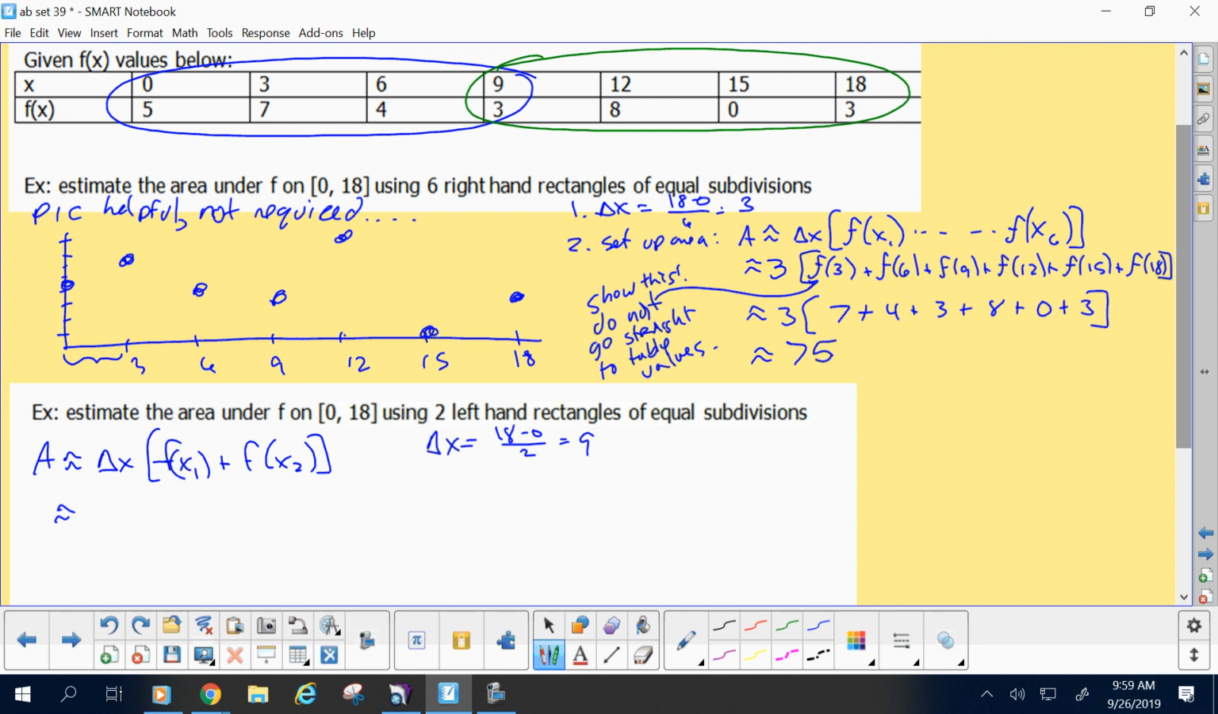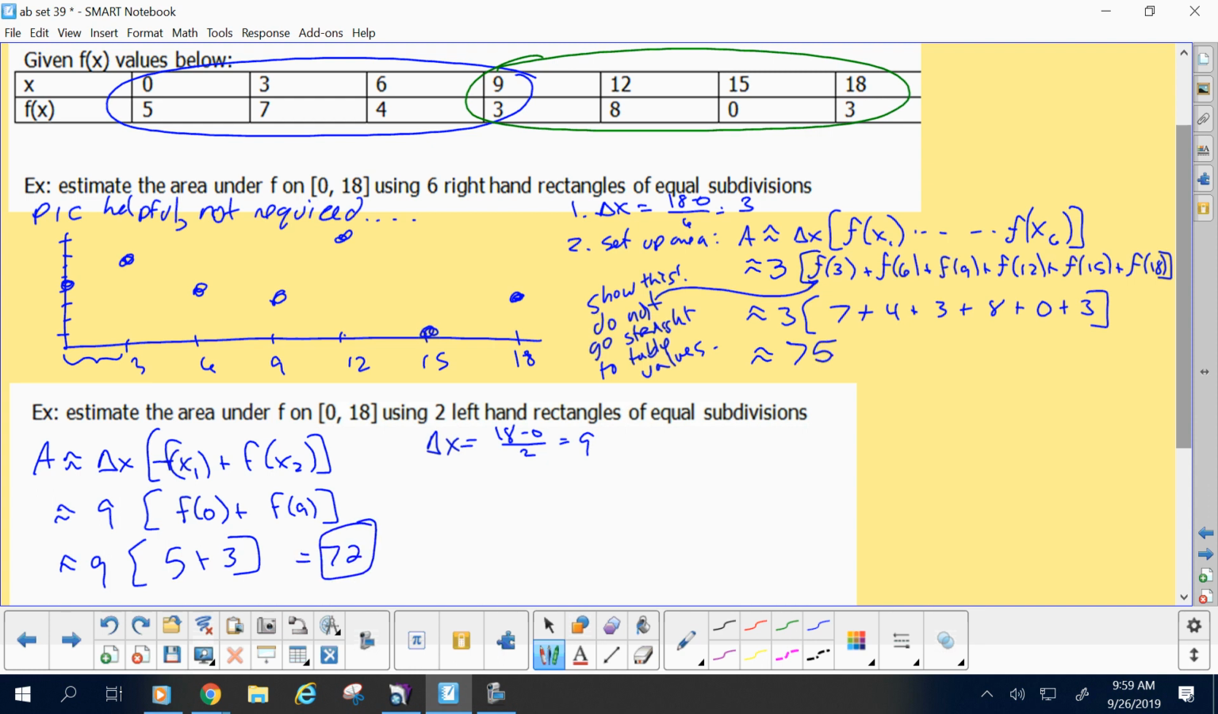Okay, what's delta x here? 9, all right. In terms of the height, I only have 2 subdivisions and I'm using left hand. So the first interval is from 0 to 9, and for the height I use f at 0 because it's the left side of the subinterval. The next subinterval is from 9 to 18 in green. I use the left-hand side, so for the second height I use f at 9. Right, that means my estimate should be something like 9 times 5 plus 3. And so you should have 72 as an estimate, yeah?